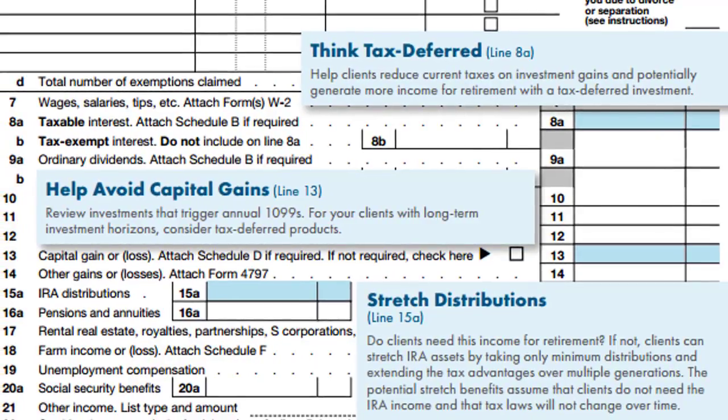So the next line we're going to look at is line 13. This is where our client claims or identifies any capital gains or losses that they've experienced over the previous year. So this could be a potential opportunity for us as well. If we're consistently getting annual 1099s that are triggering these capital gains tax that we're going to have to recognize, we can again look at other tax deferred products to help us remove that from our 1040 form here and not have to pay taxes on it today.